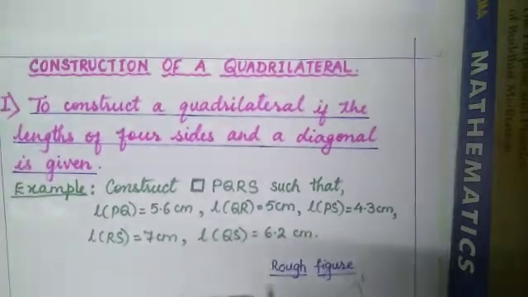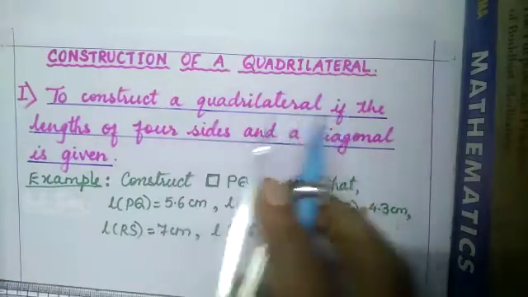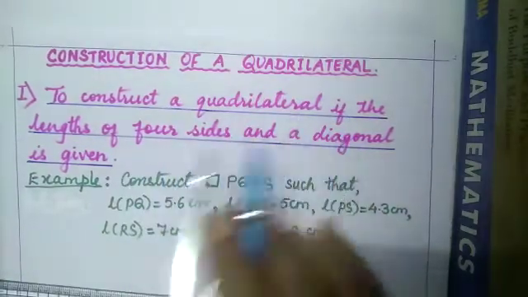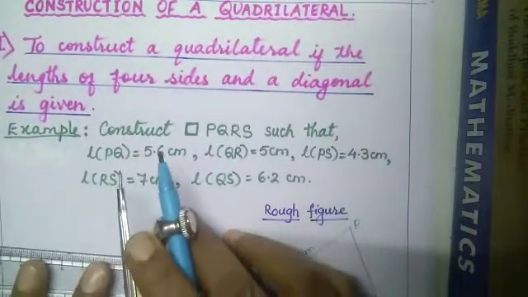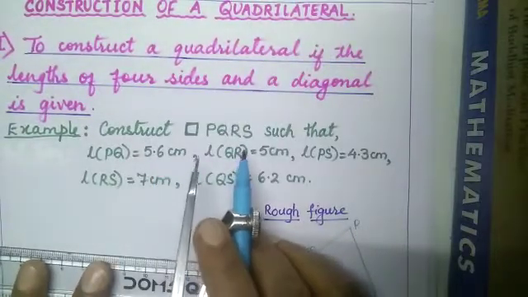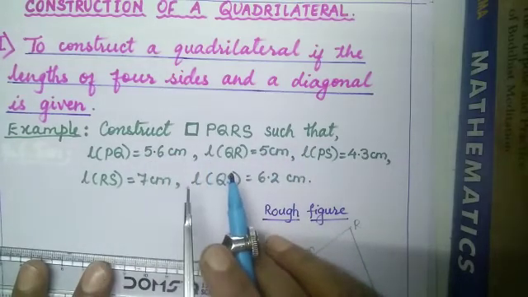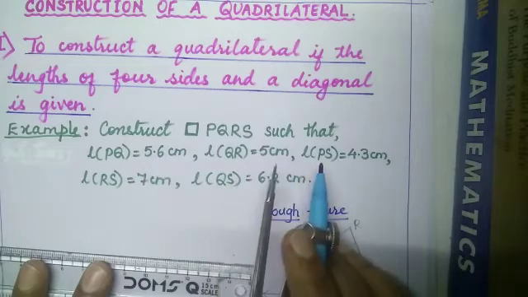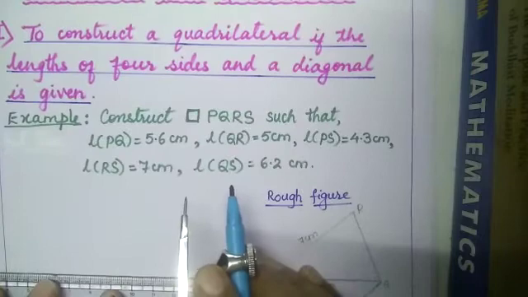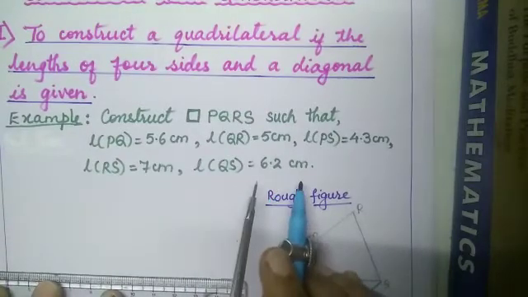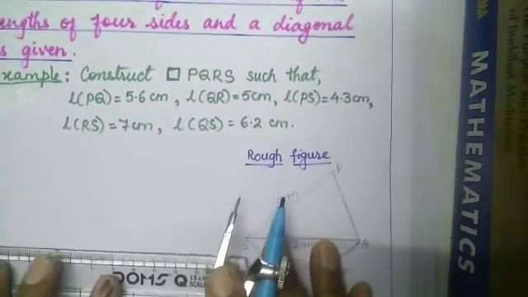Now children, construction of quadrilateral, first part. To construct a quadrilateral if the lengths of 4 sides and a diagonal are given. So there is one example given. Construct quadrilateral PQRS such that length PQ is 5.6 cm, length QR is 5 cm, length PS is 4.3 cm, length RS is 7 cm, length QS is 6.2 cm. So these many measures are given to construct a quadrilateral.